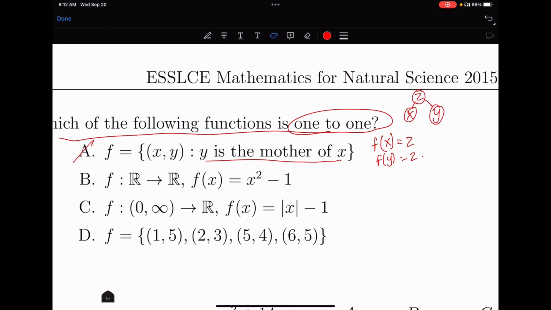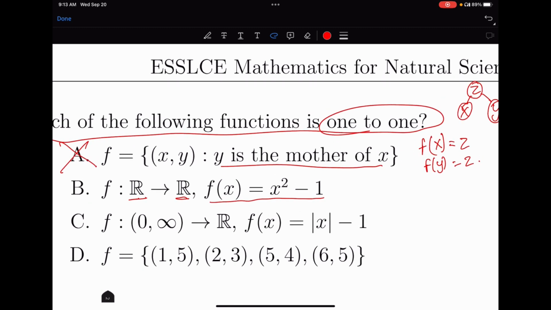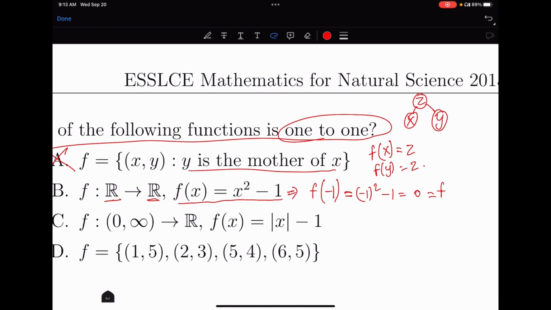Option A is not injective, which means A is not the answer. Okay, let's look at B. B is a function from the set of real numbers to the set of real numbers, and f of x equals x squared minus 1. Is this function one to one? Well, it is not one to one. Why? Because we can plug in f of negative 1, which is negative 1 squared minus 1, which is 1 minus 1, which is 0, which is also equal to f of 1. Negative 1 and 1 are different numbers, but they are sent to the same number, 0, in the range.